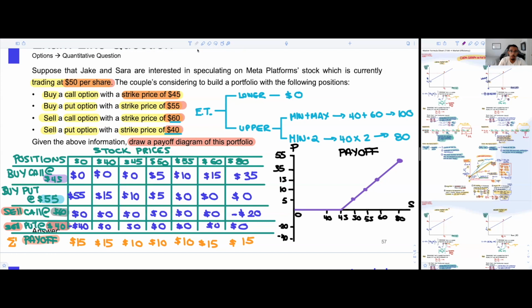Now we could look at our put. So our put, we notice that at $0, we're going to have a payoff of 55 bucks, right? And at $40, we're going to have a payoff of, call it 15 bucks. And at 45, we're going to have a payoff of 10. And at 50, we're going to have a payoff of 5. At 55, we're going to have a payoff of 0. Then, of course, after that, our payoff will be equal to $0 because we would not exercise our option.